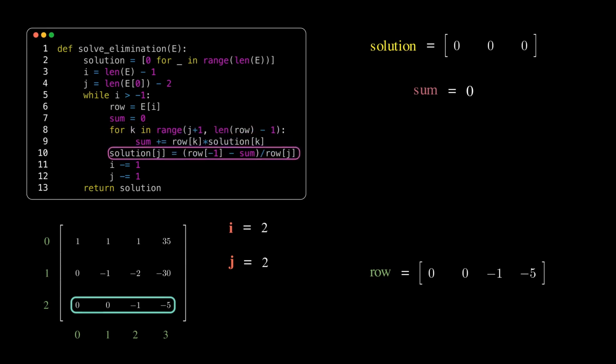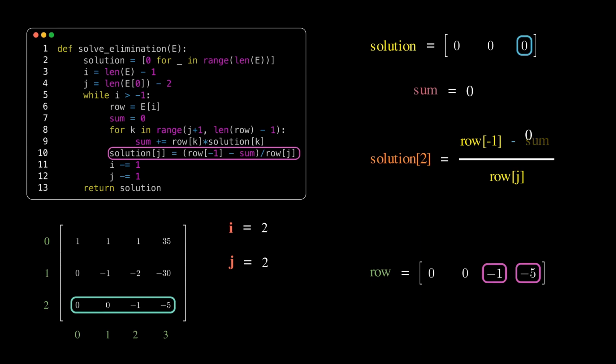To calculate the values of the variables x, y, and z, we subtract the sum variable from row[-1] and then divide it by row[j]. Here, row[-1] refers to the last element in the row, which represents the constant term of the equation. row[j] refers to the coefficient at index j in the row. Therefore, we subtract the sum variable from row[-1] and then divide it by row[2] to calculate the value. Thus, solution[2] comes out to be 5. Hence, the value of variable z equals 5.